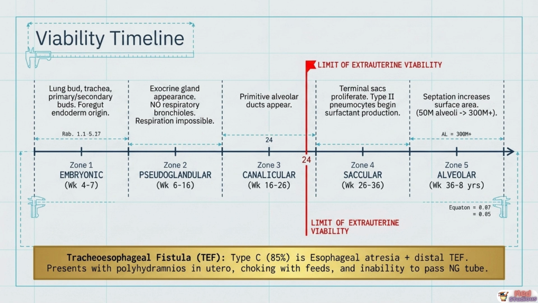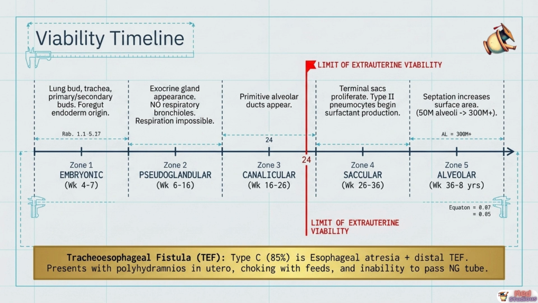The pseudoglandular stage, spanning weeks 6 through 16, produces a lung that resembles an exocrine gland histologically, but critically, no respiratory bronchioles exist yet, making respiration completely impossible during this stage. The canalicular stage, spanning weeks 16 through 26, introduces primitive alveolar ducts, and crucially, week 24 marks the limit of extrauterine viability, since this is the earliest point at which minimal gas exchange becomes theoretically possible.